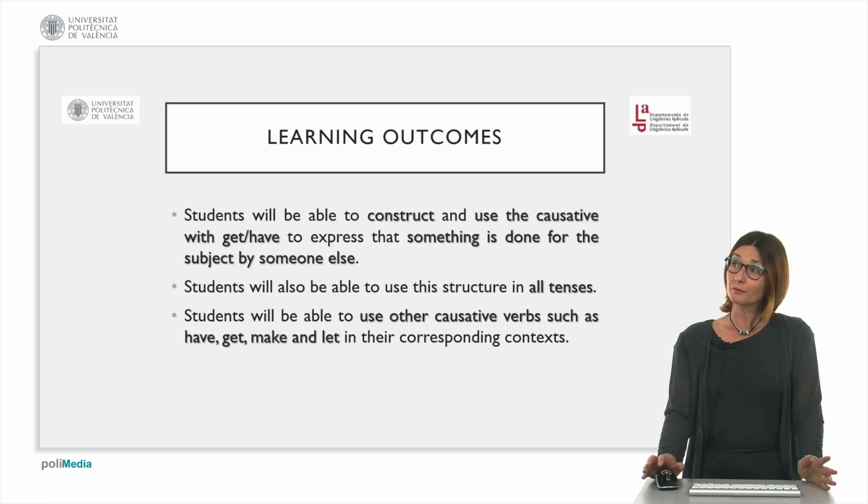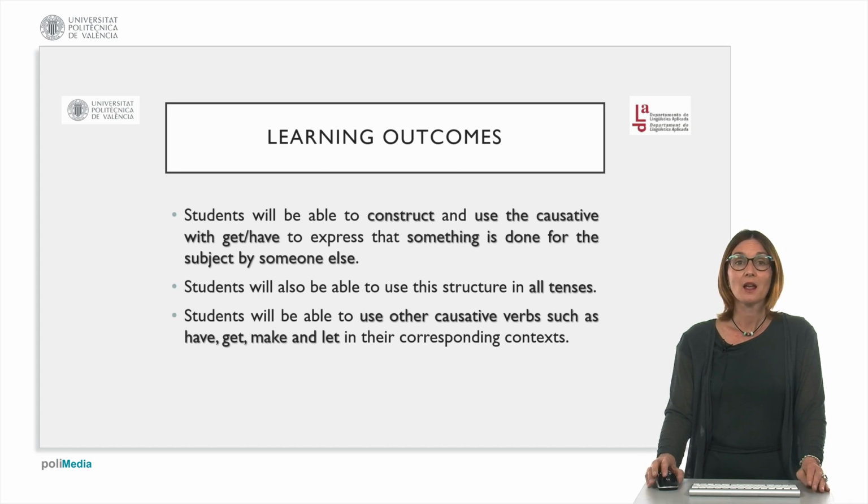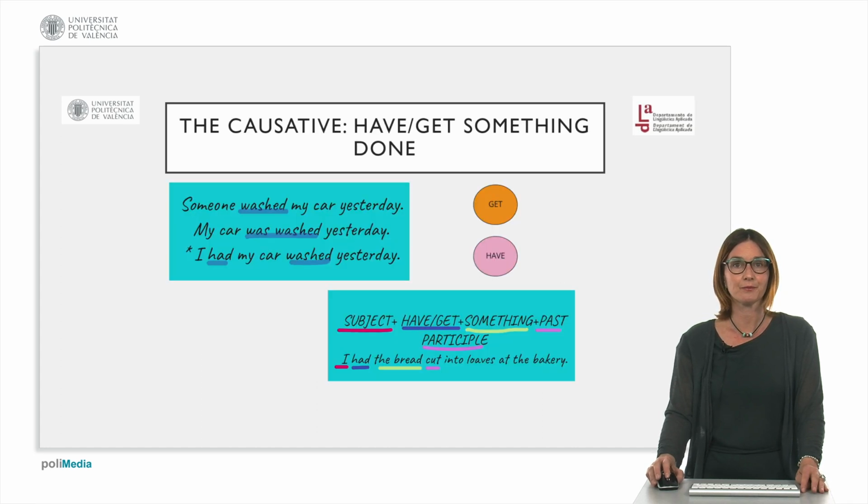Right, so after watching the video, students will be able to construct the causative with get and have to express that something is done for the subject by somebody else. Students will also be able to use this structure in all the tenses. And students will also be able to use other causative verbs such as have, get, make and let in their corresponding context. Okay, so let's get started.